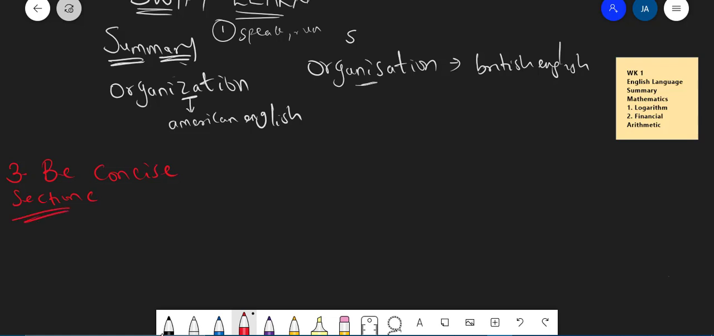Section C, 2016. The question says in 4 sentences, one for each. That means in your answer you have to list it I, II, III and IV, one for each. That means each line should not be more than one sentence. That's the first law I gave to you.